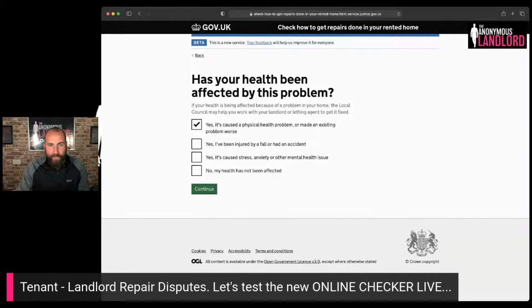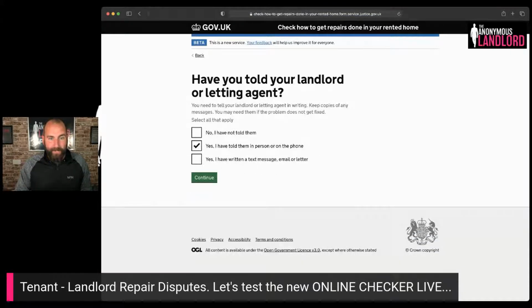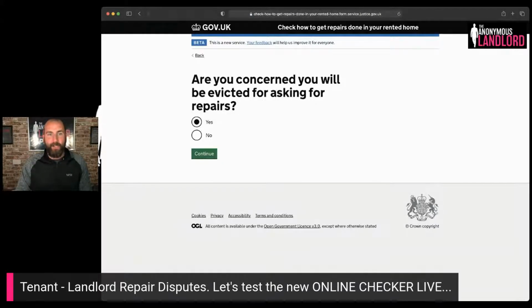Let's go with yes, it's caused physical health problems, because a lot of tenants will, you know, if you've got serious mold, then it can get into your lungs. It can cause coughing and sometimes more serious problems. So let's go with that. Yes, I've told them in person. I'm just going to go with the fact that I've written it in an email or a letter or a text.